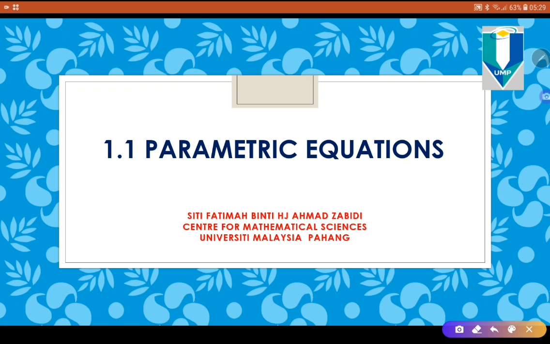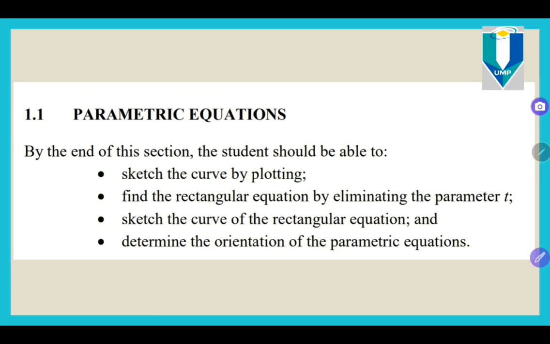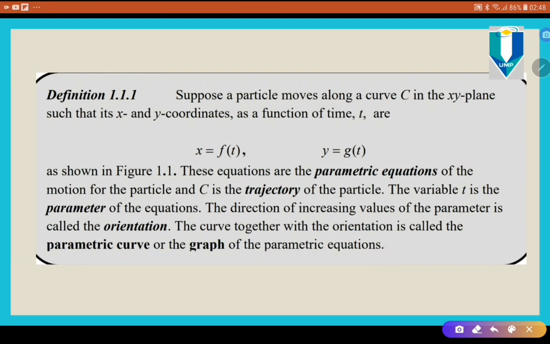So in this video, I'll teach you 1.1 parametric equation. You should be able to sketch the parametric equations and also to show the orientation. 1.1 parametric equations. By the end of this section, students should be able to sketch the curve by plotting, find the rectangular equation by eliminating the parameter t, sketch the curve of the rectangular equation, and determine the orientation of the parametric equations.